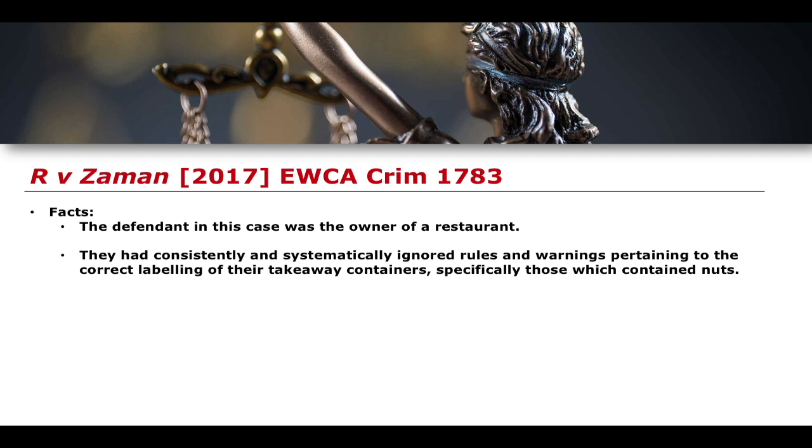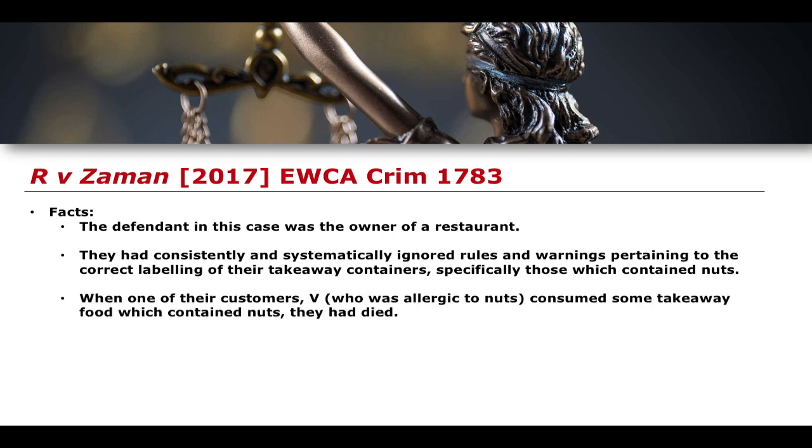The defendant in this case, the owner of this restaurant, had consistently and systematically been ignoring these rules, and they had been given warnings as well about this particular practice, and had been ignoring those warnings too. And so when one of their customers, the victim, who was severely allergic to nuts, to the point where it can cause death, consumed takeaway food from this establishment which contained nuts, even though there were no labels suggesting that the package could have contained nuts or did contain nuts, there was no indication whatsoever. The victim had, as you would imagine, an allergic reaction to the food and died as a result.